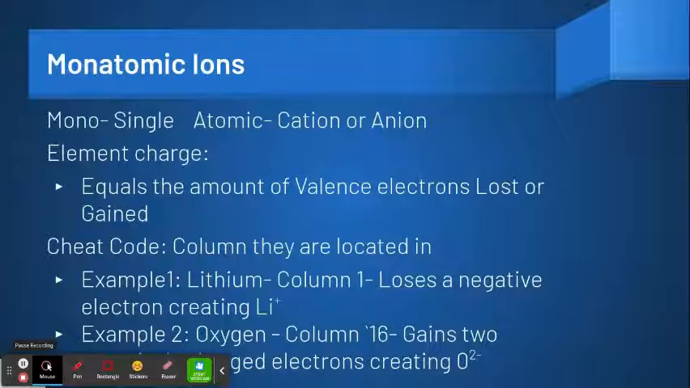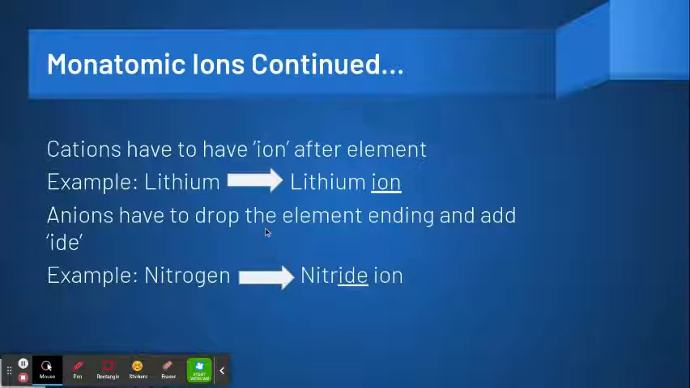A monatomic ion gets its charge from the number of electrons it will lose or gain. For example, lithium, which is in column 1, will lose an electron, which is negative, creating an Li plus ion, which is a cation. So a cheat code you can use is by looking at their columns. Column 1 will lose an electron, which makes them a positive ion. Column 2 will lose 2 electrons, which makes them a 2 plus ion. Whereas column 17 will gain an electron, which makes them a negative 1 ion.